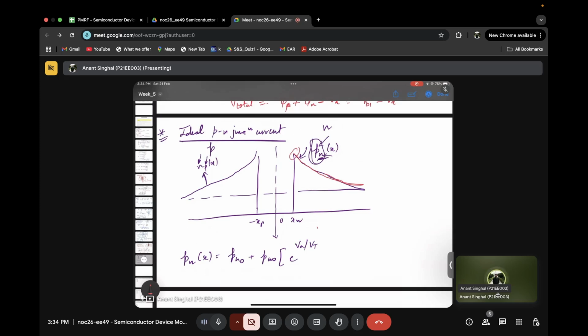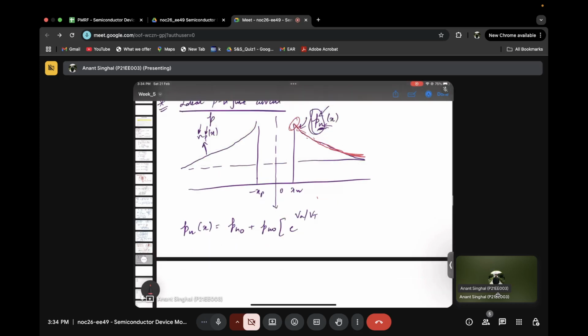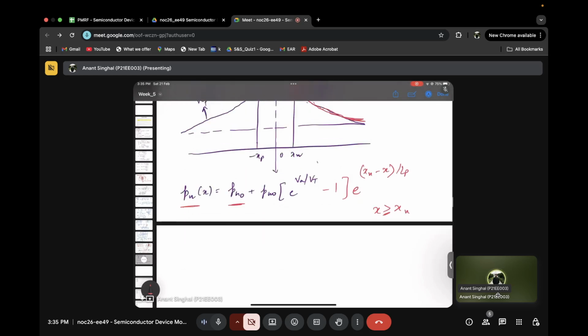So there will be more minority carriers at the junction, and as you go away from the junction, they will always tend to reduce. And similarly, this is on the forward bias. So Pnx will be the equilibrium case plus, if you do some derivation, it comes out to be something like this: xn minus x over Lp, which is the diffusion length. And this always comes when x is greater than or equal to xn. That means in the n side.